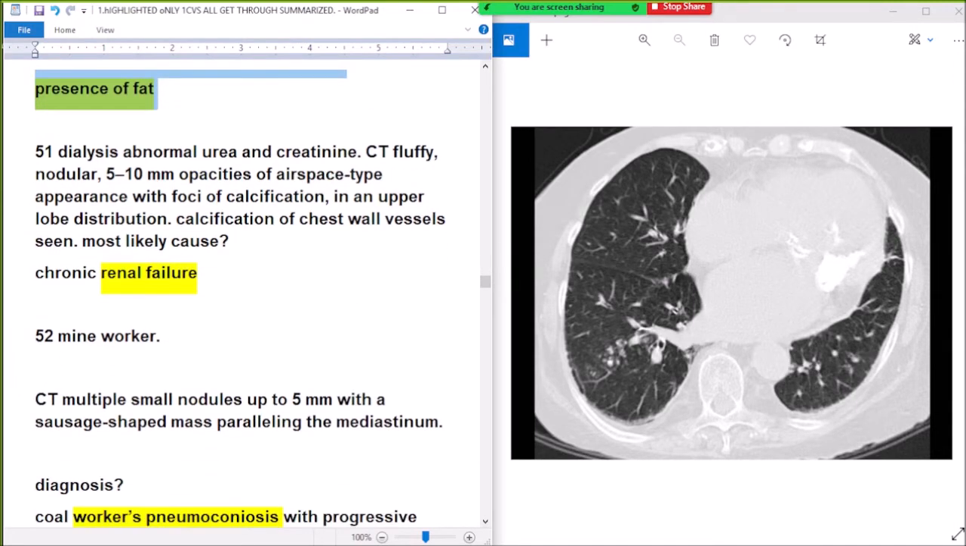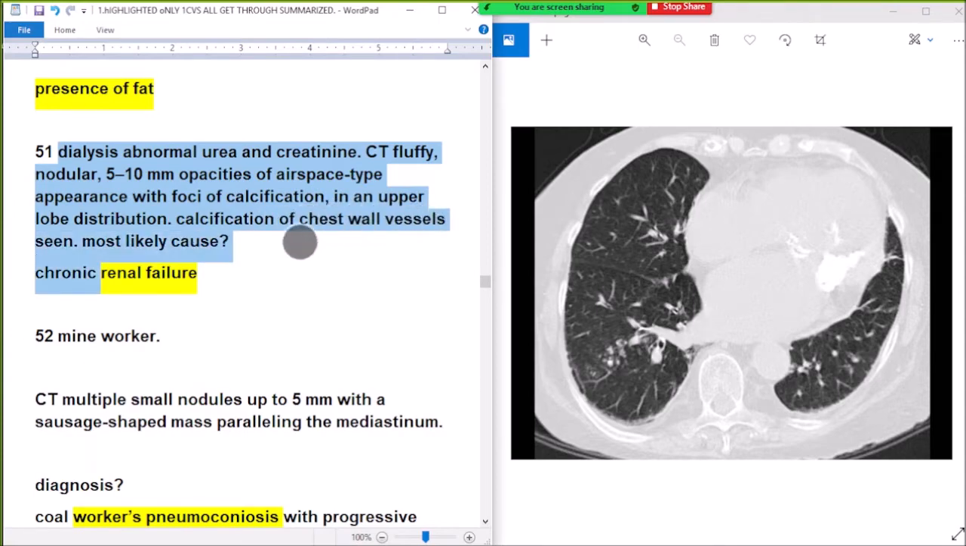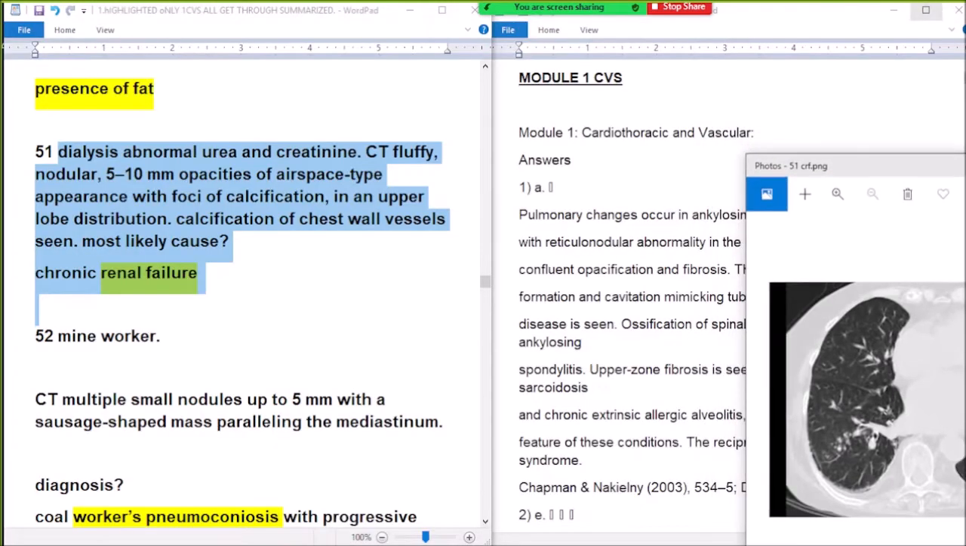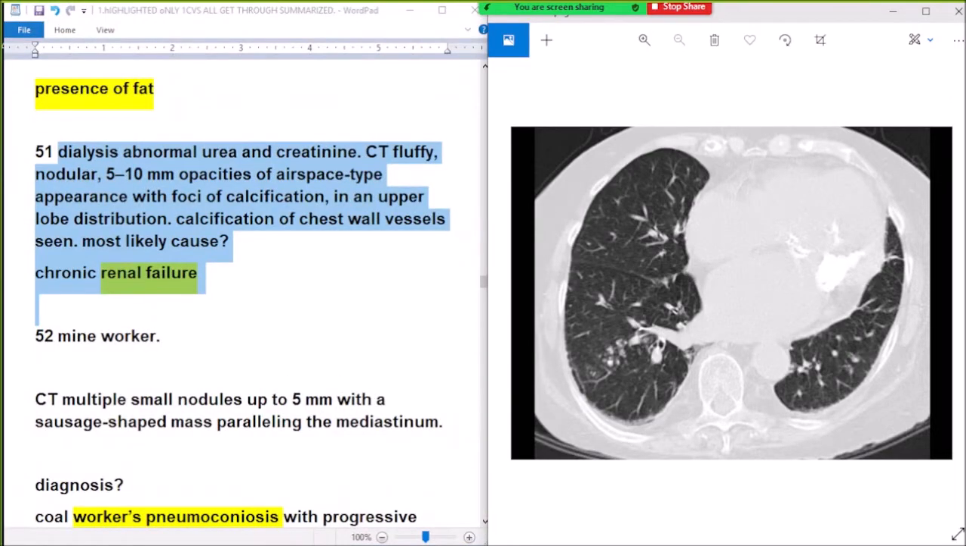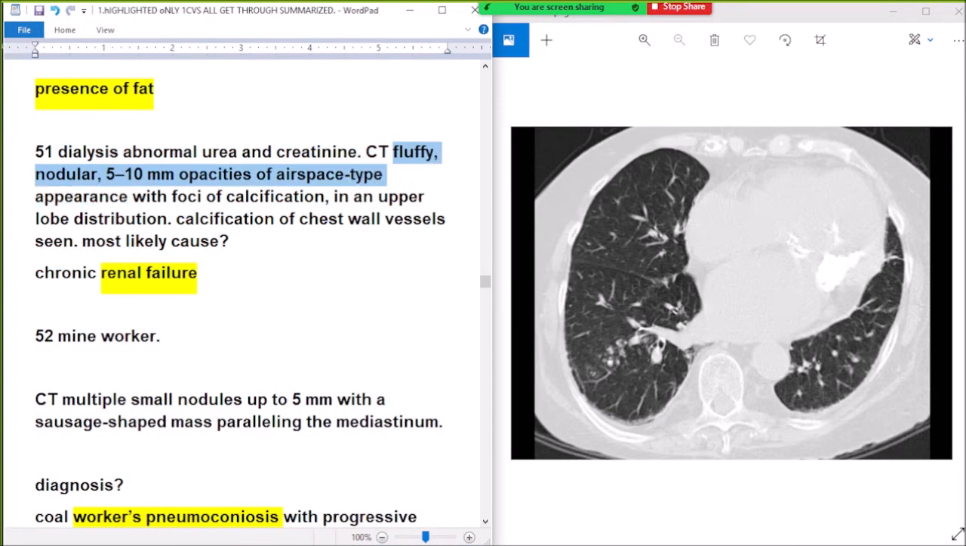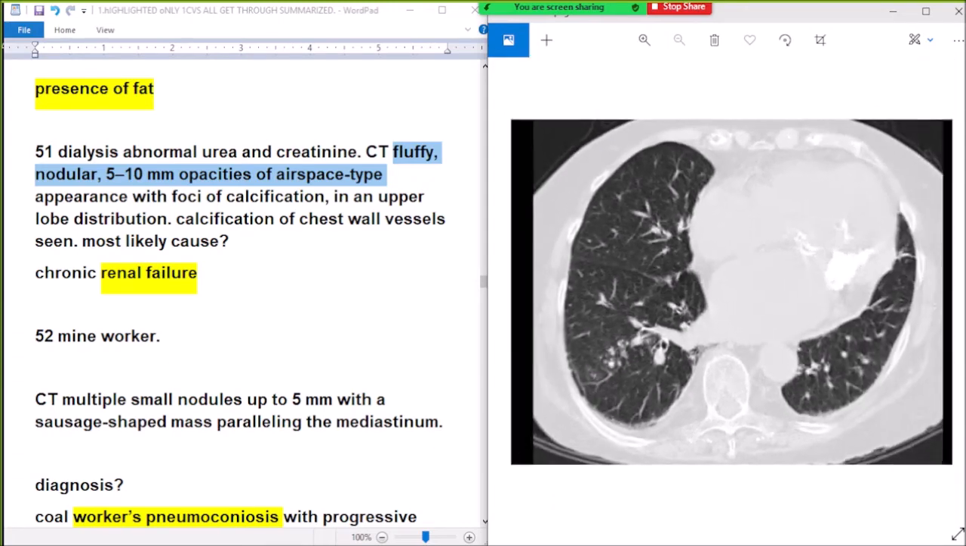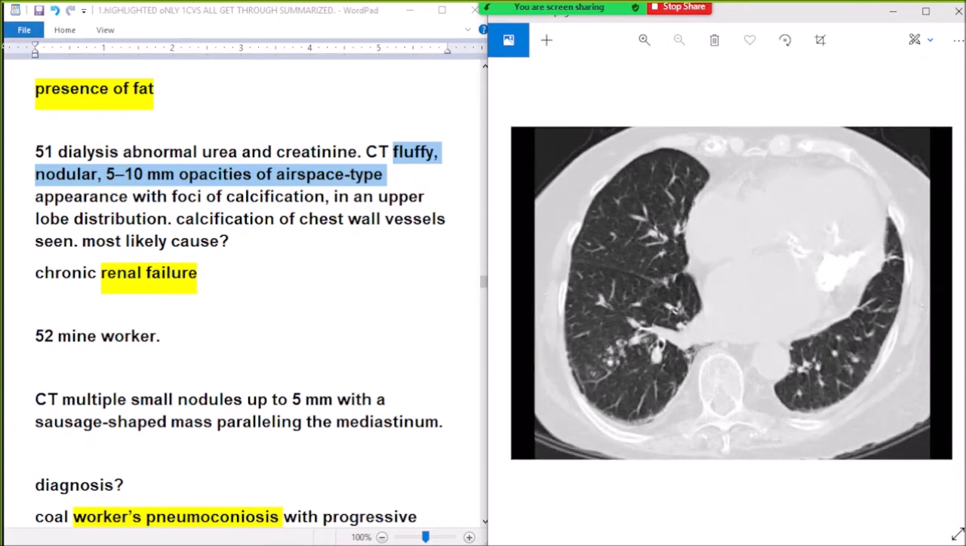Question 51. Dialysis patient with abnormal urea and creatinine. CT scan shows fluffy nodular 5 to 10 mm opacities of air-space type appearance with foci of calcification in an upper lobe distribution, and calcification of chest wall vessels. Diagnosis: chronic renal failure. So memorize this.